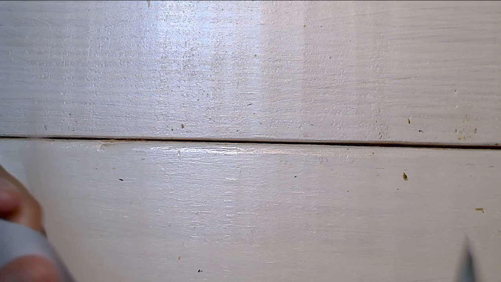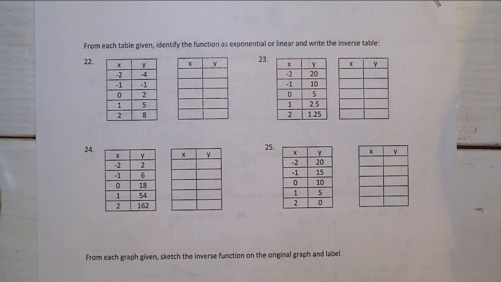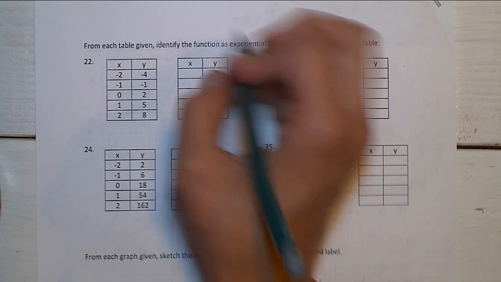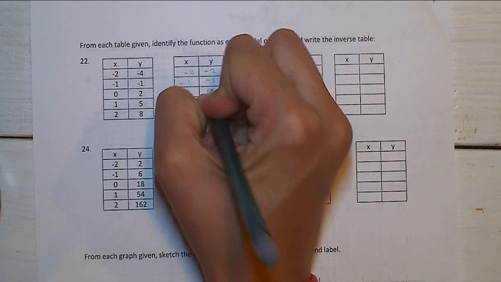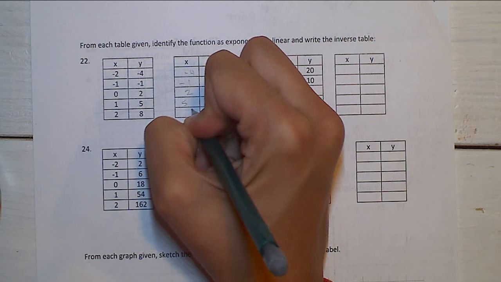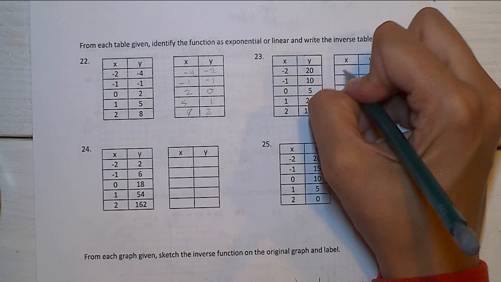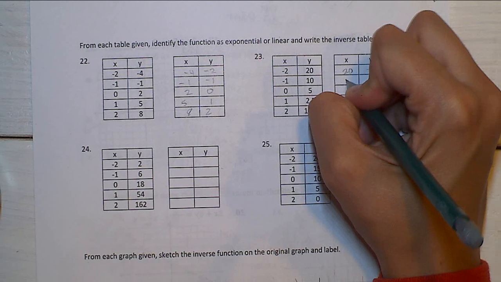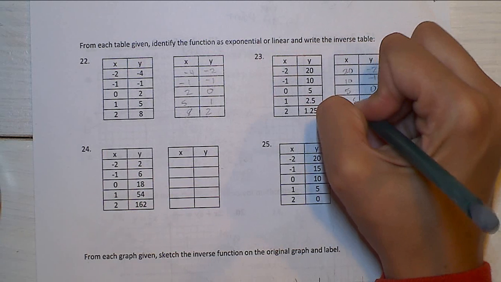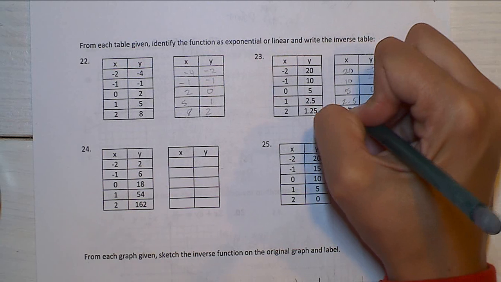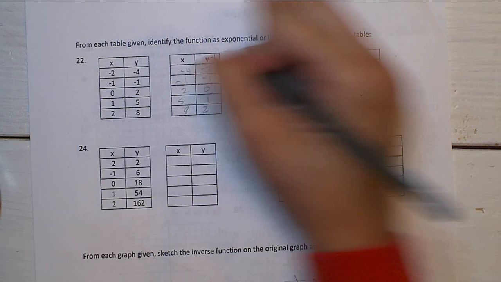Alright, finally, writing inverses. Inverses are the reflection over the line y equals x, which means you just switch x and y. So all you have to do is switch your x and your y. It's a reflection over the line y equals x, so that's why that is the case. I'm going to make these little inverses so we know that it's the inverse.